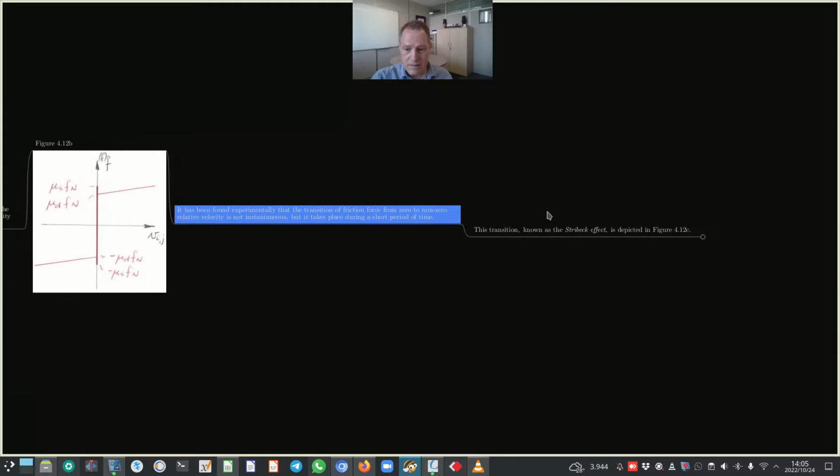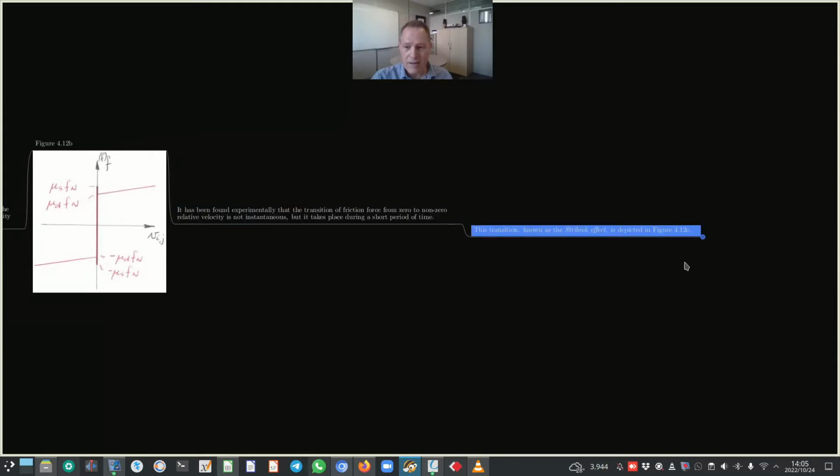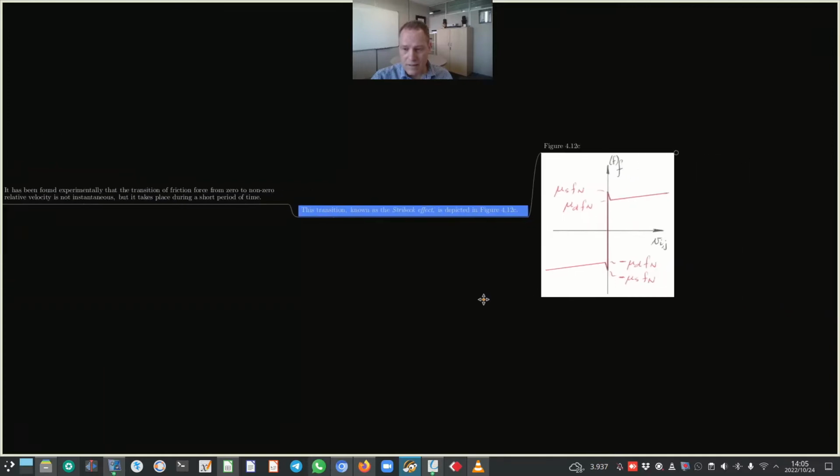So this transition, known as the Stribeck effect, is depicted in figure 4.12c. And now you can see that the transition is not instantaneous, but happens over a short period of time.